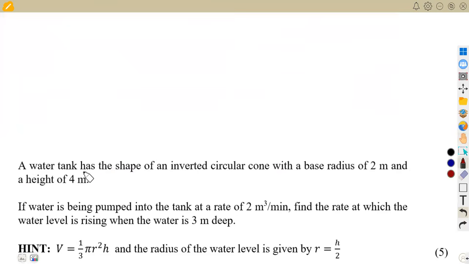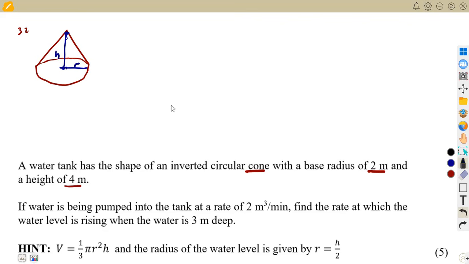So we have got a water tank in the shape of an inverted circular cone. We are now back to that part that I was talking about, whereby you need to know your shapes. So this is a circular cone of radius 2 meters and a height of 4 meters. Meaning we have got something like this here, a cone. From this cone, we've got its perpendicular height here, which is given, and also the radius. So this is your radius, this is your perpendicular height.